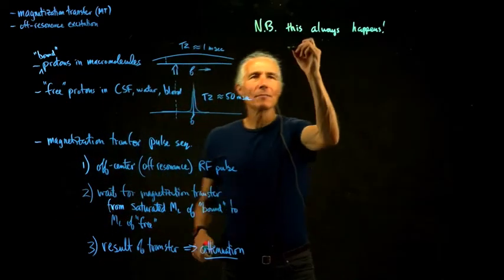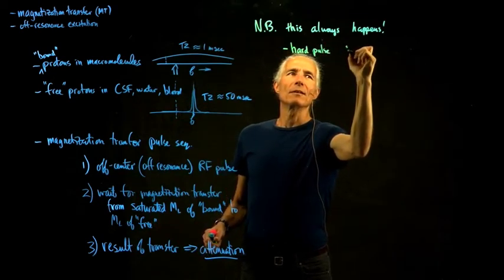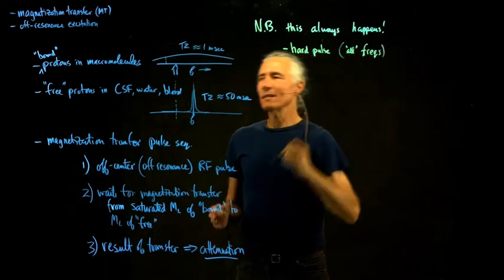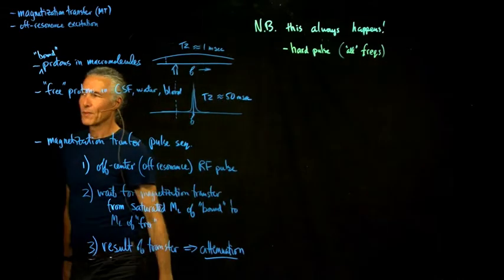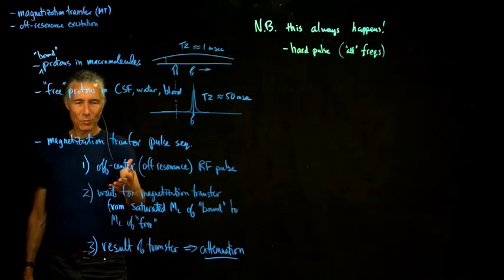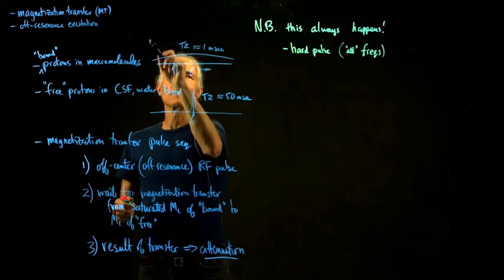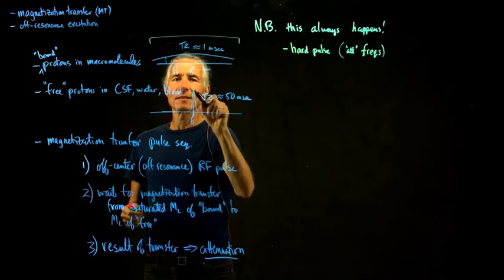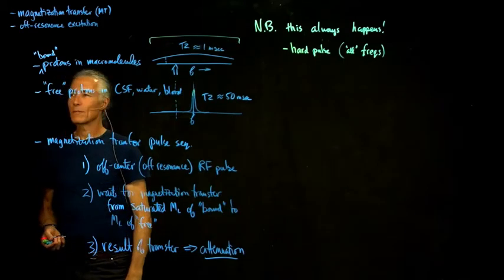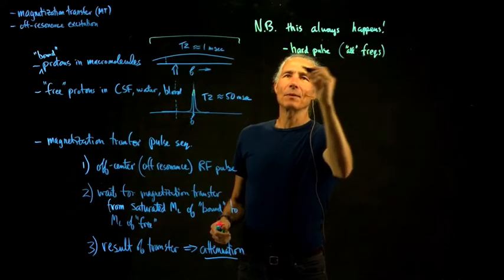Remember what the hard pulse meant: all frequencies. So anytime you do a hard pulse, and you're going to be doing like 50,000 hard pulses in a single anatomical scan, this will happen. Because when you do a hard pulse, it hits this center frequency, but it's going to hit all the off-center frequencies also.